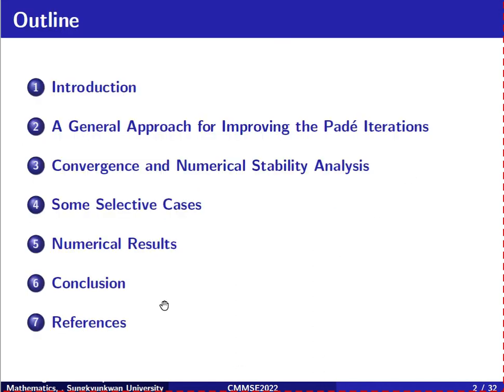First of all, I'd like to outline my talk. It consists of 7 parts: introduction, a general approach for improving the further iteration. After this, I'm going to present the convergence and numerical stability analysis. And then I'm going to make some special cases from our scheme to compare the performance of our method with existing methods. Then I'm going to present numerical results to support our result, and end my talk with conclusions.